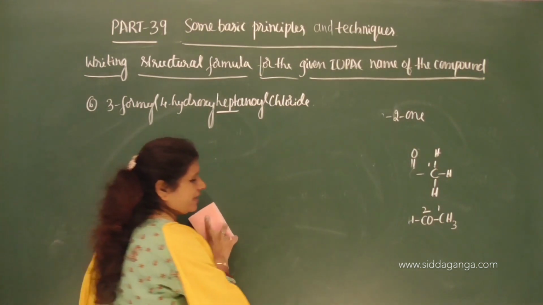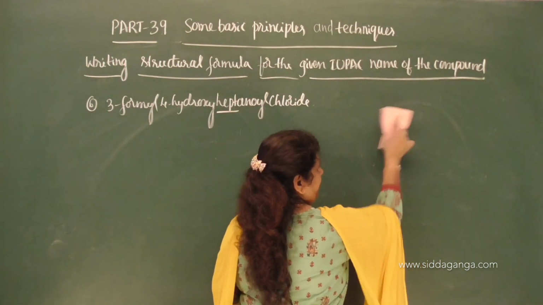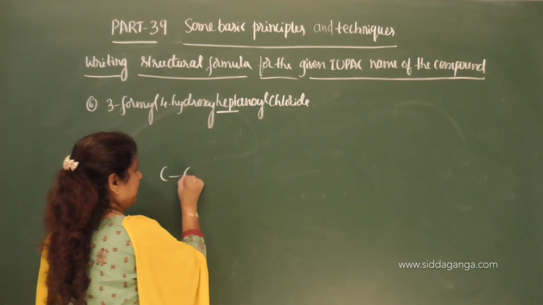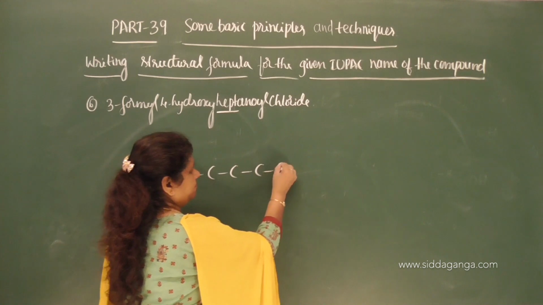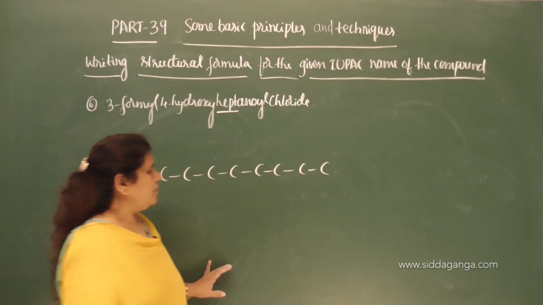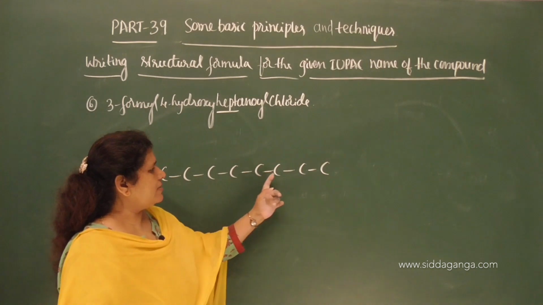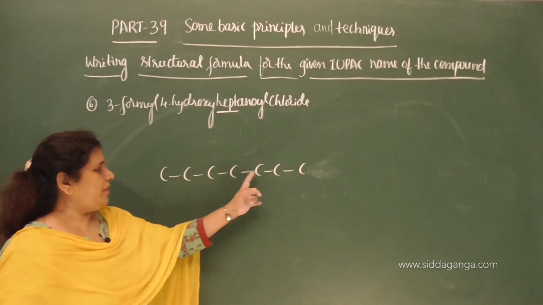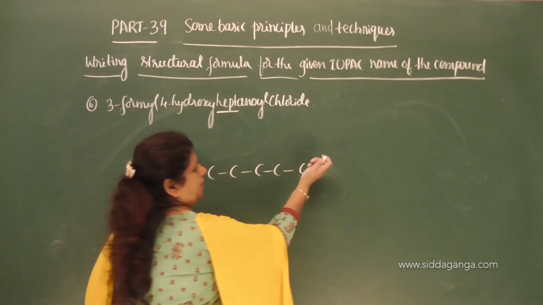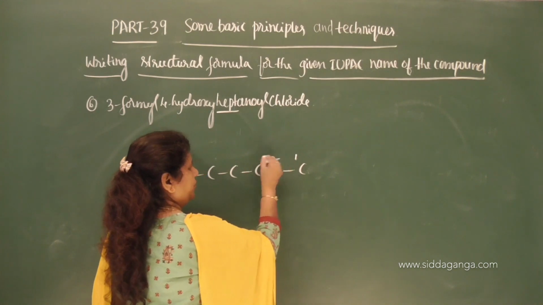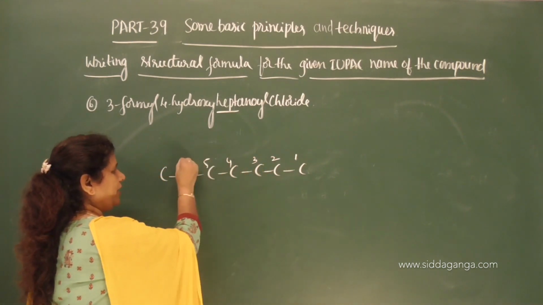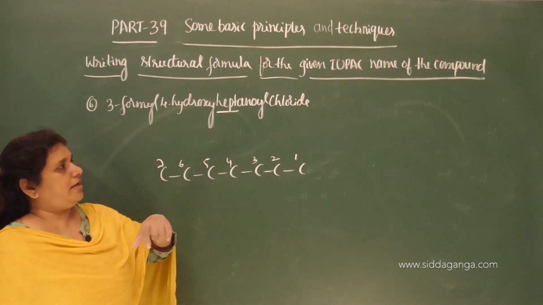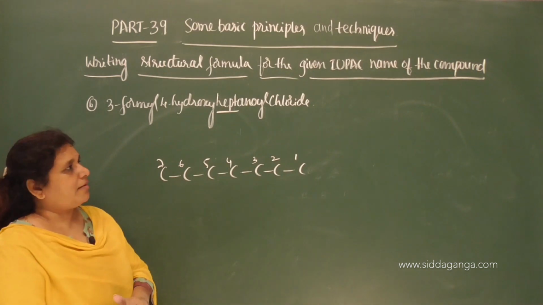So, write the carbon skeleton first on the basis of the root word. Hept is the carbon skeleton containing 7 carbon atoms. 1, 2, 3, 4, 5, 6, 7. 7 carbon atoms, correct? And give the number from one end. 1, 2, 3, 4, 5, 6, 7. Since the primary suffix an is there, it means only single bonds between the carbon atoms.